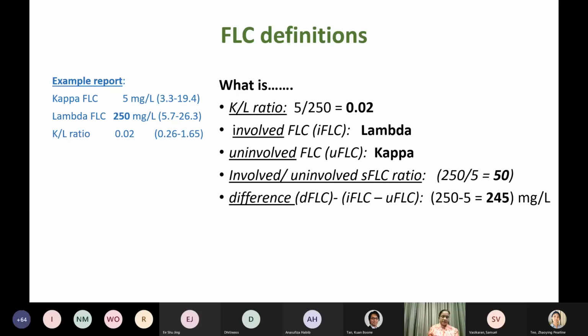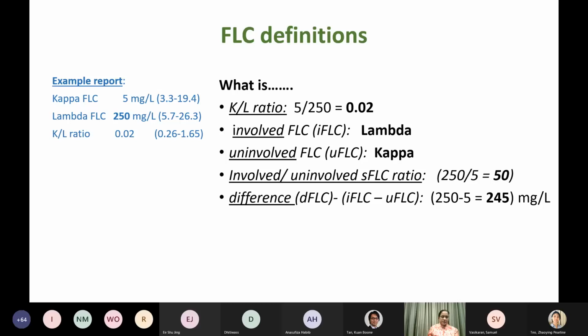The kappa lambda ratio usually indicates clonality. In patients with multiple myeloma, we do see an abnormal ratio due to monoclonal production of either kappa or lambda light chain. This kappa lambda ratio is also used for assessment of response to treatment in multiple myeloma patients.